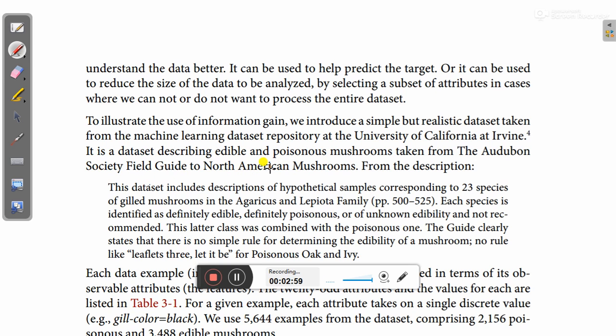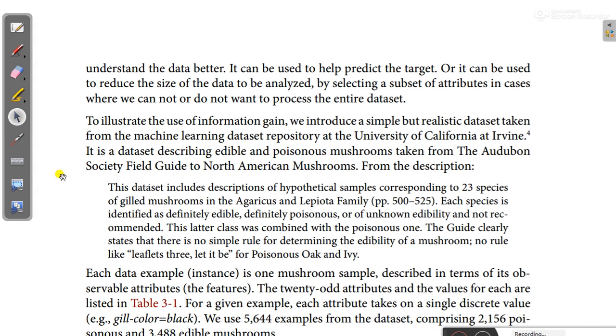This dataset includes descriptions of hypothetical samples corresponding to 23 species of gilled mushroom in the Agaricus and Lepiota families. So from these two different families, they collected 23 species of gilled mushroom, and each species is identified as definitely edible, definitely poisonous, or of unknown edibility and not recommended. The point is that every species is labeled with this information.